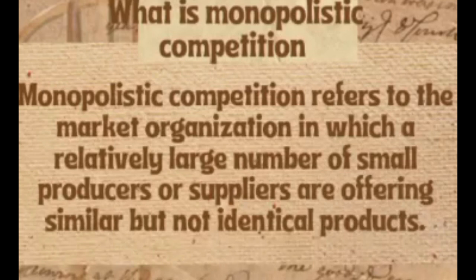Monopolistic competition refers to the market organization in which a relatively large number of small producers or suppliers are offering similar but not identical products. An example of this is given by the many pills for headaches available in the market, for example, Cortal, Bonferring, and Ache, and so on.